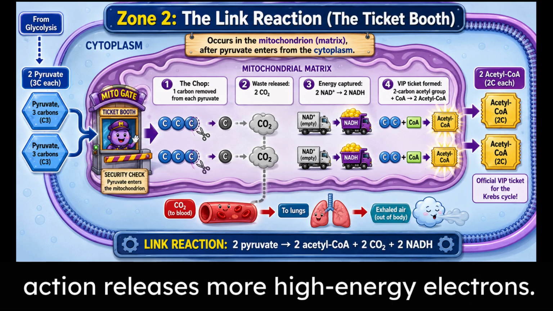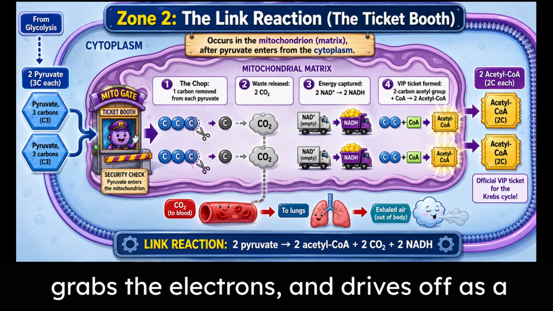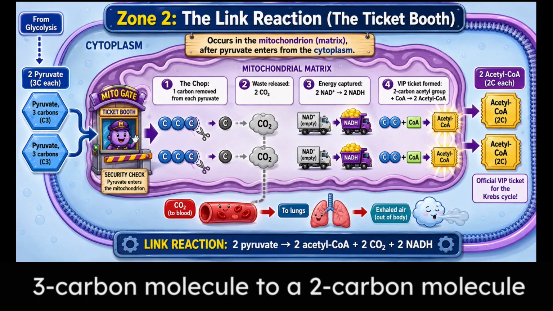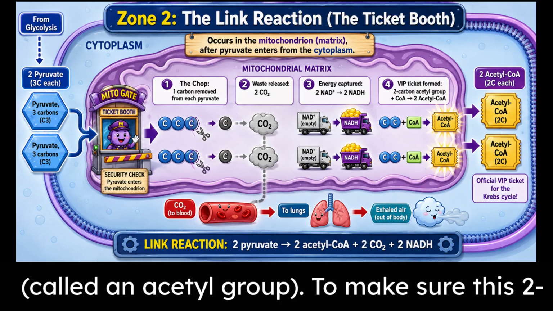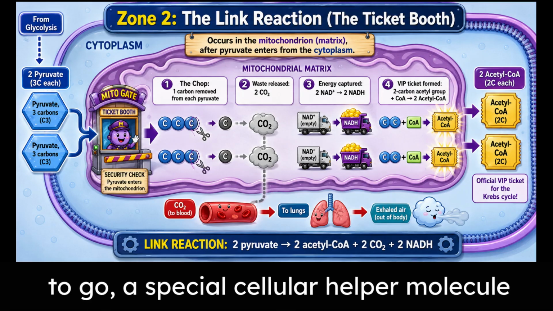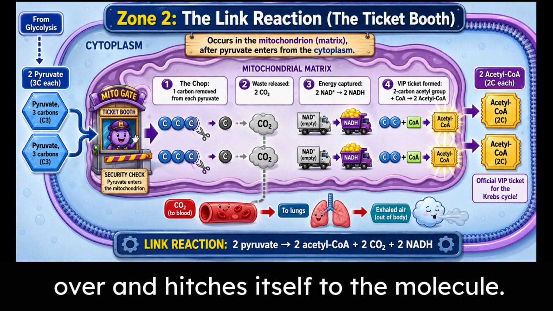This chopping action releases more high-energy electrons. Another empty NAD+ dump truck rolls up, grabs the electrons, and drives off as a loaded NADH truck. Meeting coenzyme A. Now our pyruvate has been reduced from a 3-carbon molecule to a 2-carbon molecule, called an acetyl group. To make sure this 2-carbon molecule gets exactly where it needs to go, a special cellular helper molecule named coenzyme A, or CoA for short, comes over and hitches itself to the molecule.